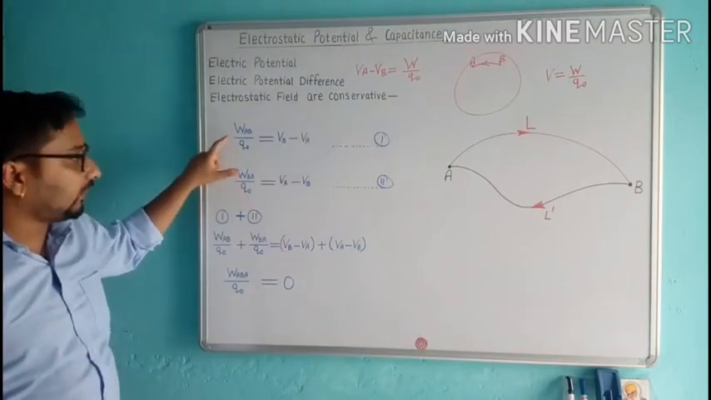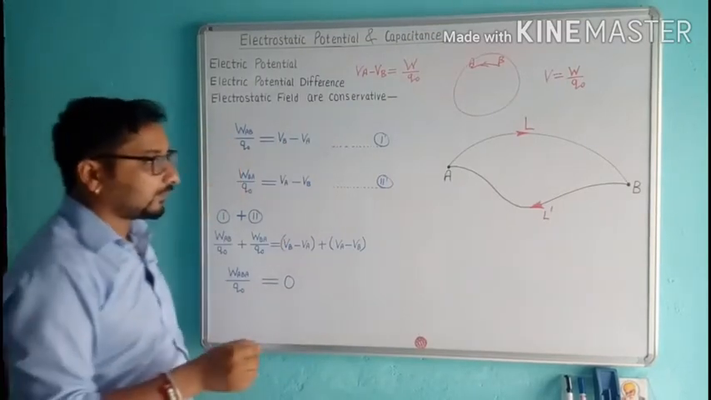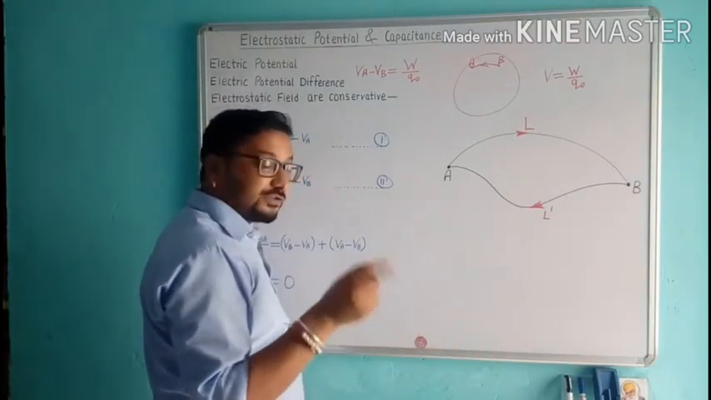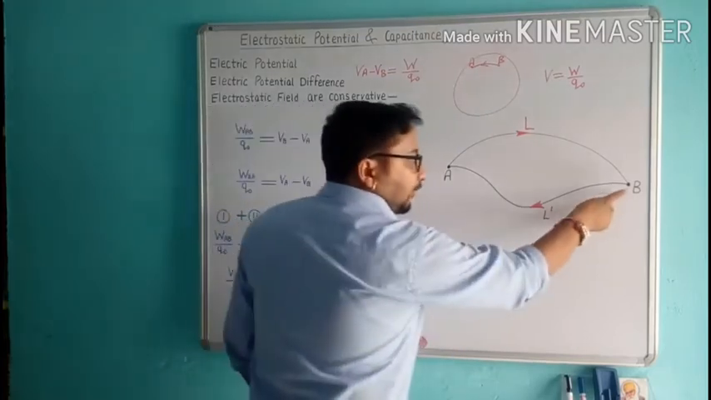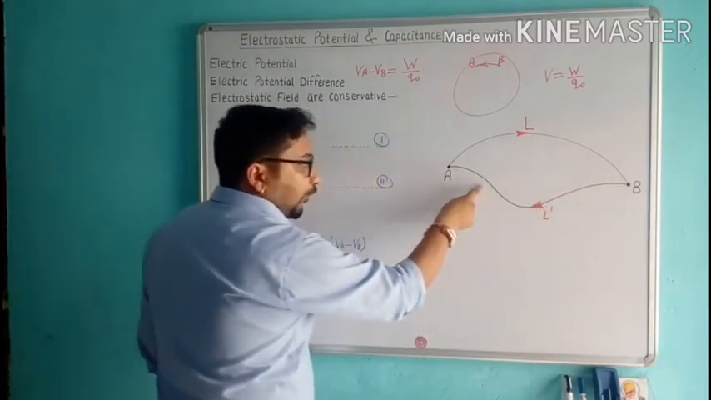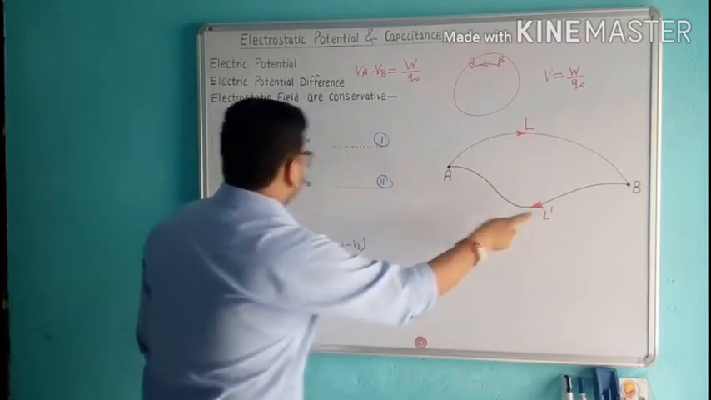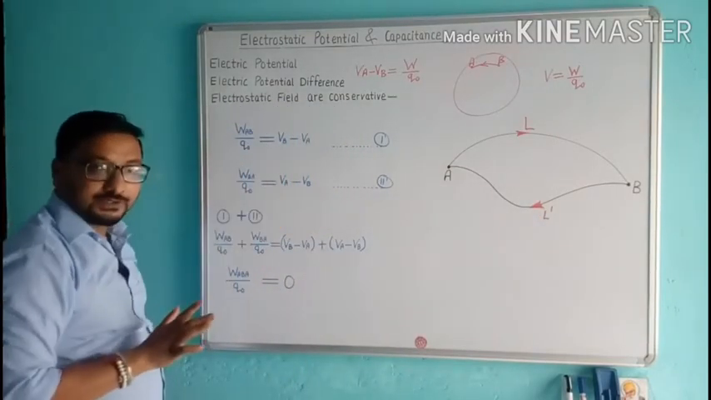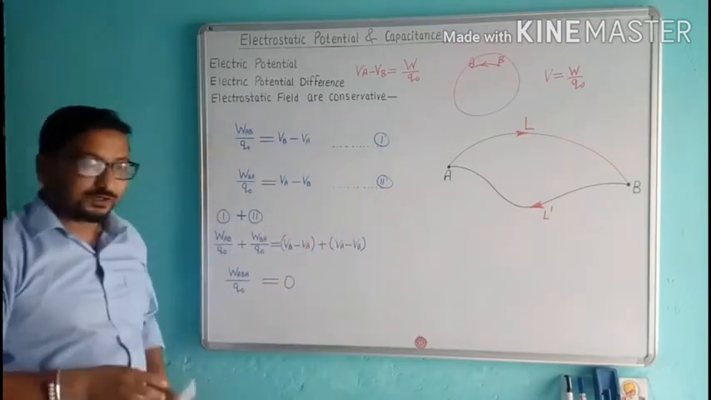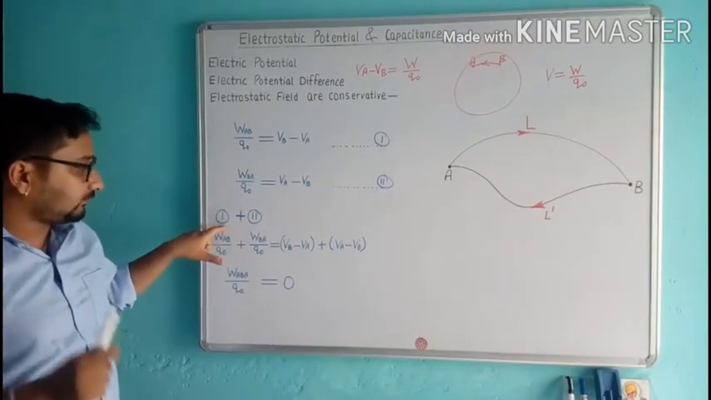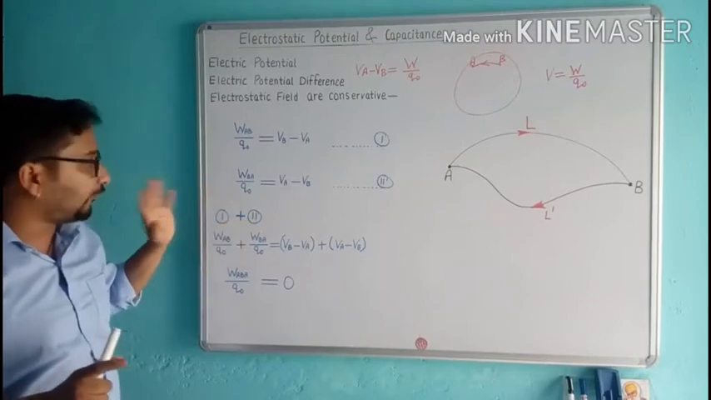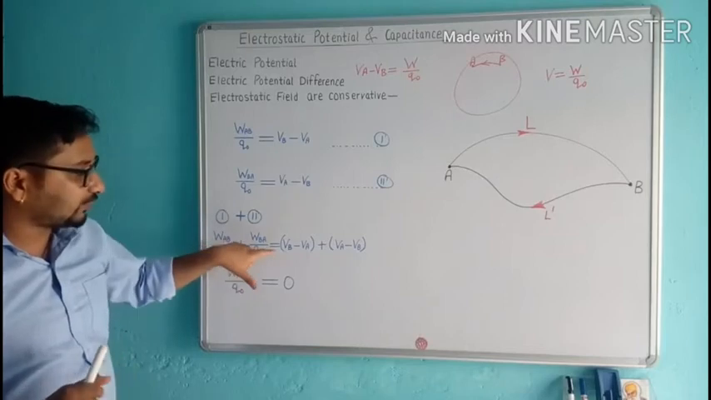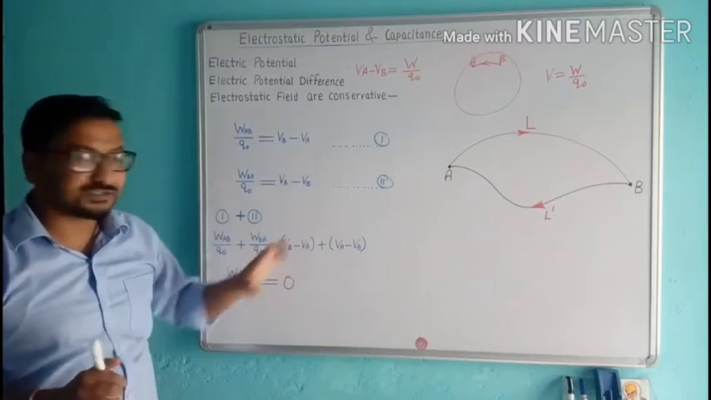Again, the work done to carry the same unit positive test charge from point B to point A along the path L2 will be WBA upon Q naught is equal to VA minus VB. Equation number 2. Now, adding equation 1 and 2, we get WAB upon Q naught plus WBA upon Q naught is equal to VB minus VA plus VA minus VB.